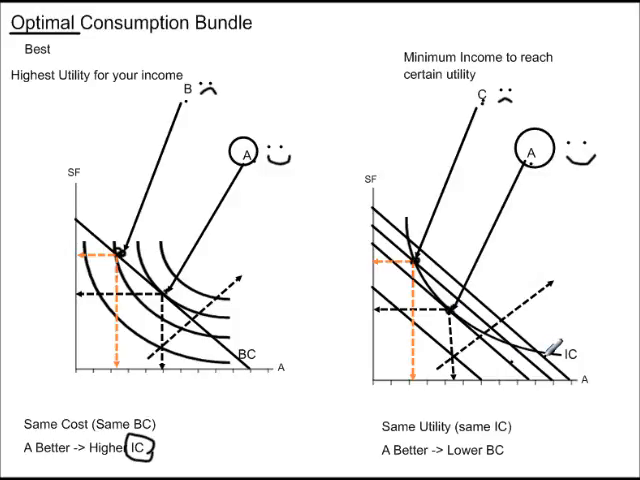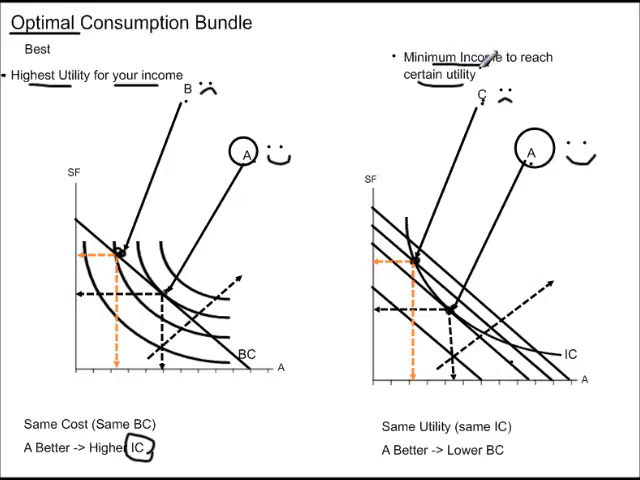Different reasons why A is superior to B and C, right? In the first, same cost, but A produces a higher benefit or a higher level of happiness. Same happiness, but A is superior because it gets there at a lower cost. Both of these are considered optimal. They're just optimal in a different way.